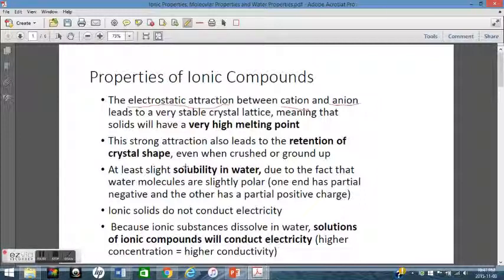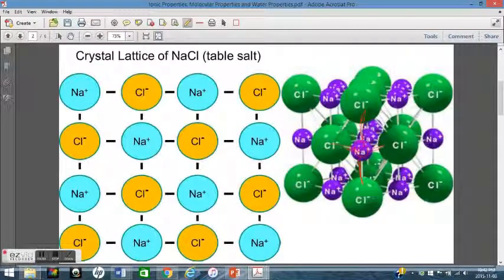Ionic compounds are all at least slightly soluble in water. Now, that being said, some of them are very, very slightly, and you're not even going to hardly be able to measure their solubility. But all of them will dissolve at least a tiny bit. And this is due to the fact that water molecules themselves are slightly polar. Okay, we'll talk about that in a bit, but that polar bit means that one end has a partial negative charge and the other has a partial positive charge.